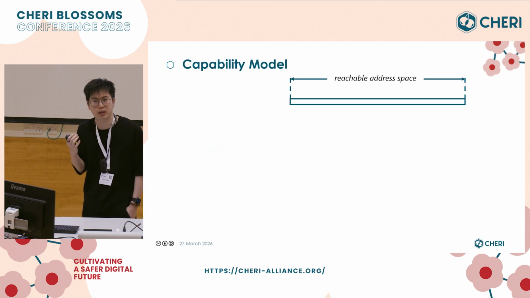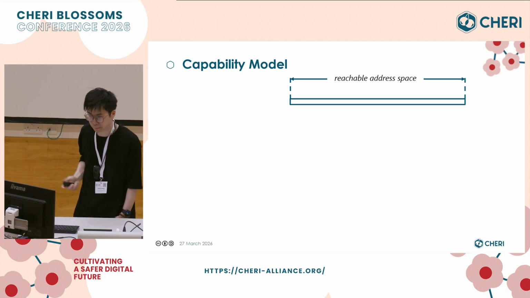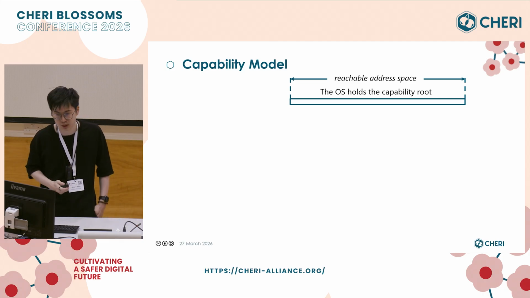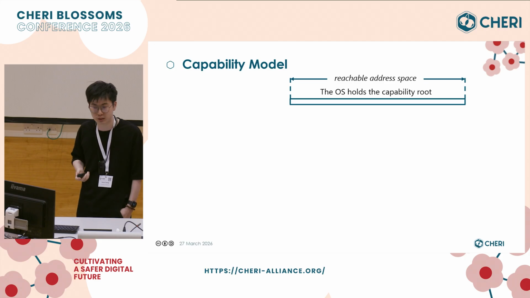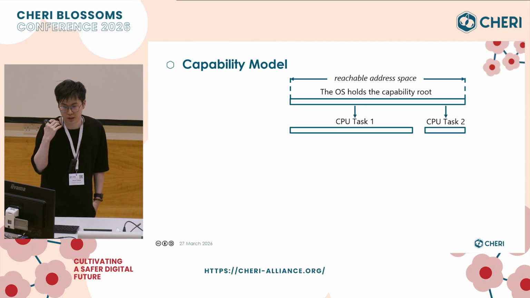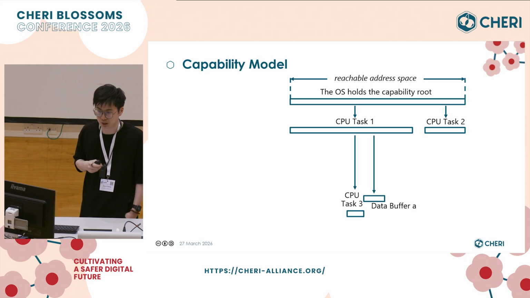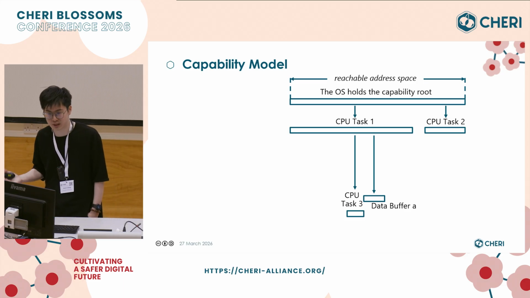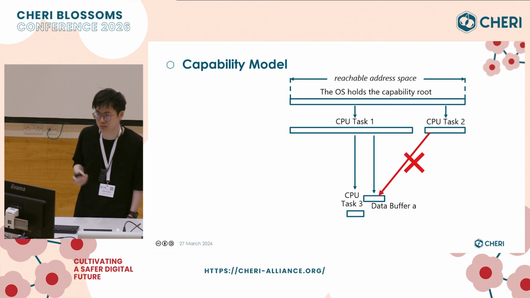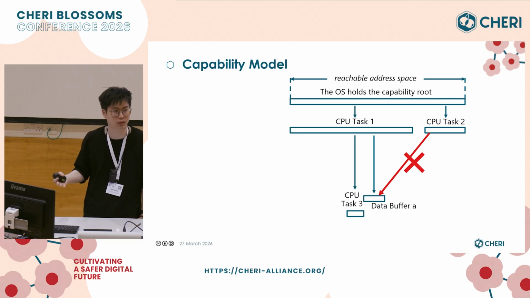So let's revisit the CHERI capability model, right? How does CHERI prevent out-of-bound access? We have this bar that represents all the reachable address space of the system, and the operating system holds the capability root. So in the traditional CHERI capability model, the root of capability instantiates different CPU tasks, and then a CPU task can instantiate more sub-tasks on the CPU or data buffers. So in this model, when CPU task 2 tries to access the buffer that belongs to task 1, then the capability will block this access.